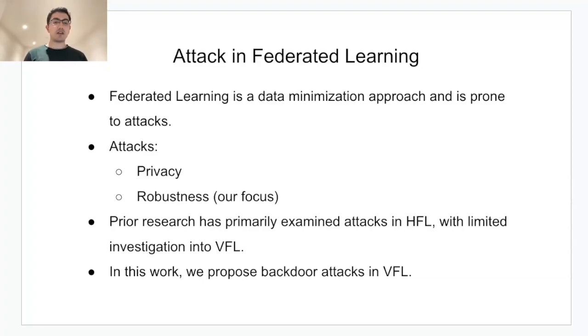Federated learning is a data minimization approach, and the model updates exchanged between clients and the server can be the root cause of various attacks. These attacks can be categorized into privacy and robustness attacks. In this paper, we focus on the latter category. Prior research has primarily examined attacks in horizontal federated learning with limited investigation into vertical federated learning. In this work, we propose backdoor attacks in vertical federated learning.